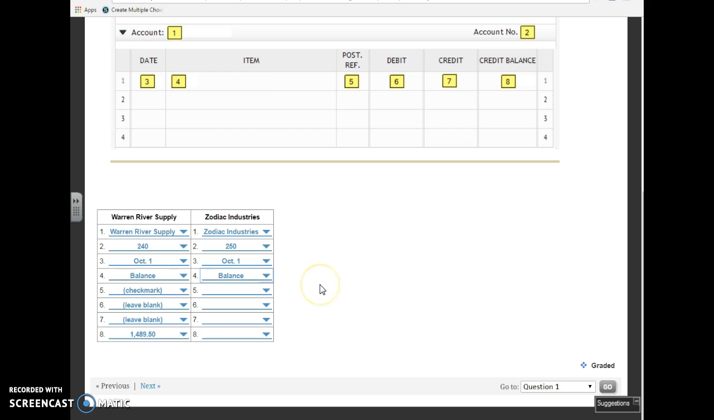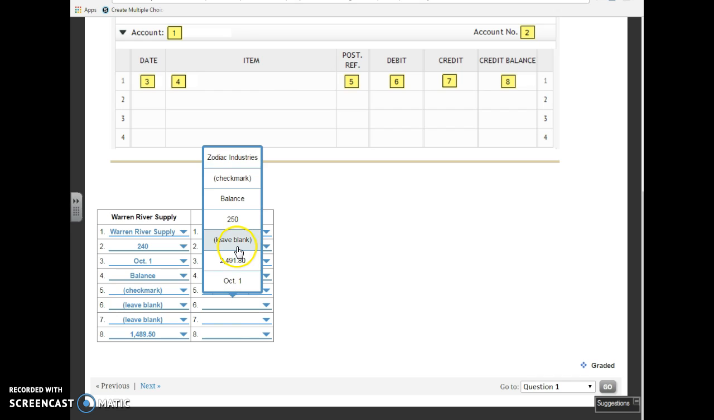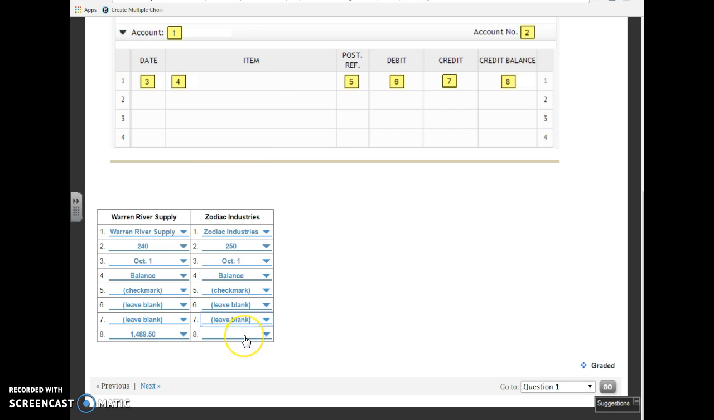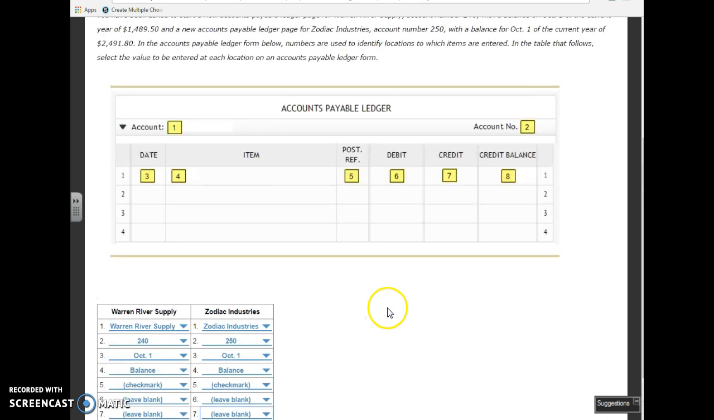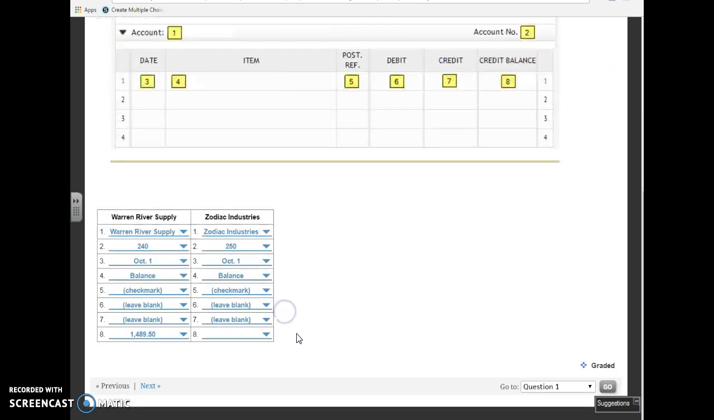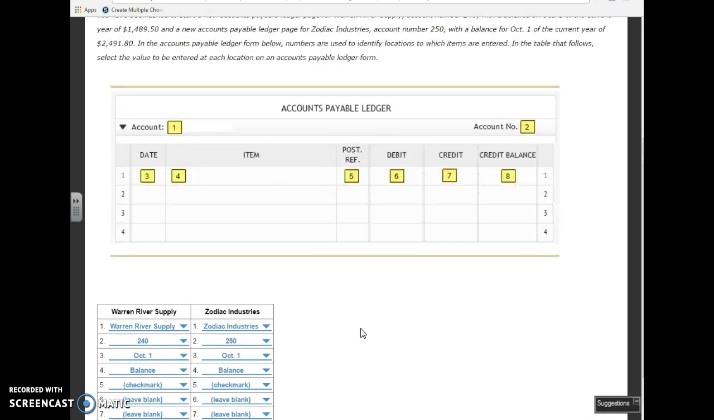Again, we typically don't put anything in, however, we're carrying over a balance, so we will write that it is a balance. Number 5, we're just going to put a check mark because we've already posted this information. 6 and 7, we don't have a transaction to put in here, so we're going to leave those blank. We're just carrying over a balance. And number 8, they told us that our credit balance for Zodiac was $2491.80. And that's that for 9.1.